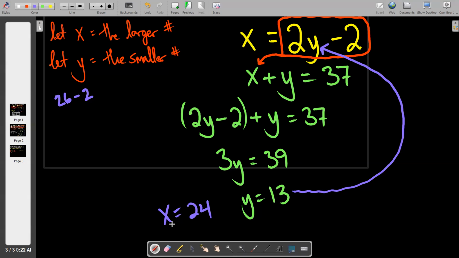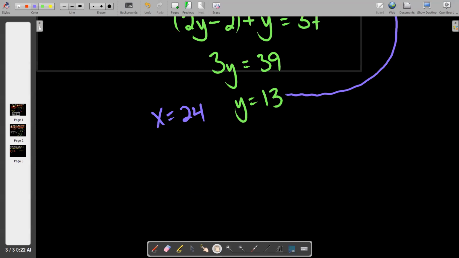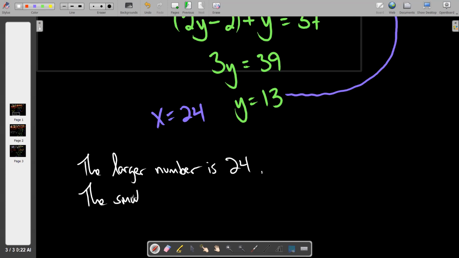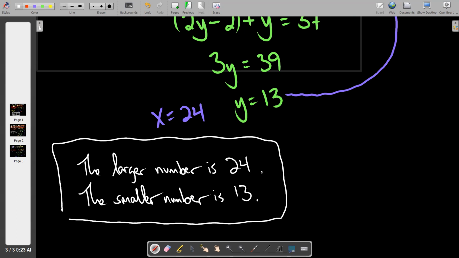I'm going to stick with what I've been doing and just say it like this. The larger number is 24. The smaller number is 13. Put a box around that because you're presenting an answer as what you were asked to find. Like you asked for the numbers, there are the numbers. 3 down, 2 to go.